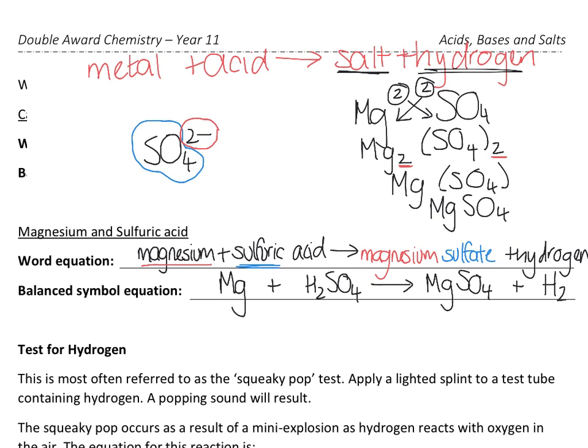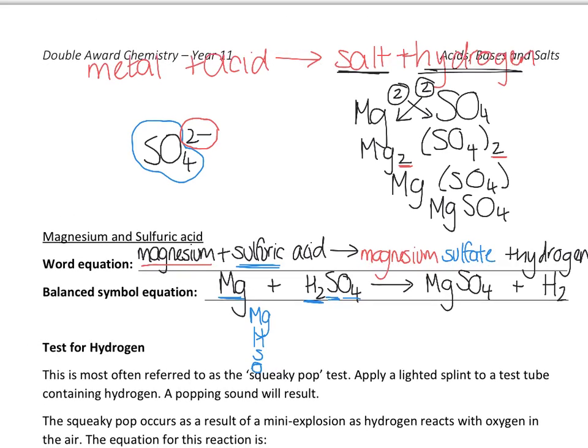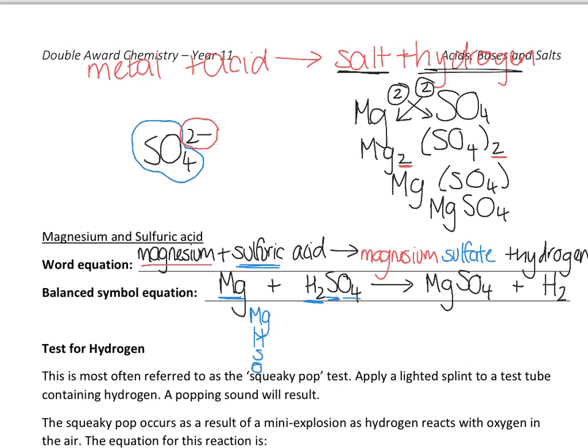Okay, now time for balancing. And again, I need to make a list on the left-hand side of the elements that I have. So I have magnesium, I have hydrogen, I have sulfur, and I have oxygen. I have a tight squeeze here. Okay, and then I write my list on the right-hand side as well. So I've got magnesium, hydrogen, sulfur and oxygen. It's easiest just to write it in the same order.